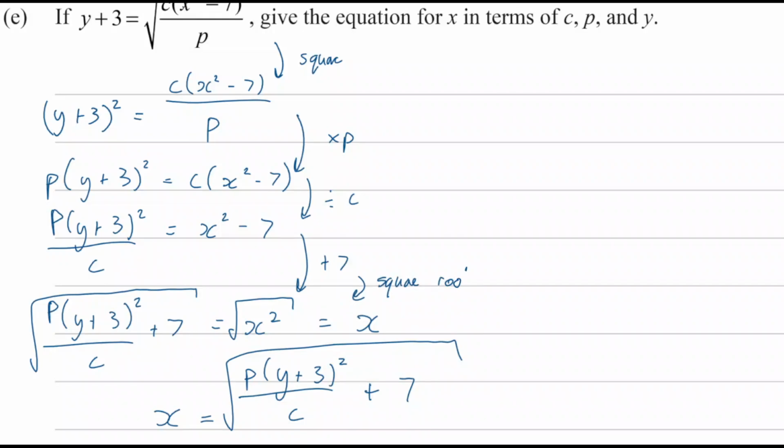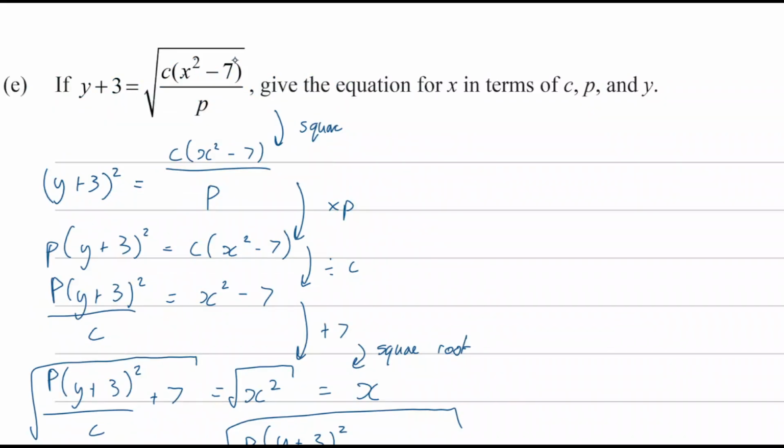Then our second to last step would be adding 7. Then before that, we would multiply by p and divide by c. That order didn't matter too much, so we could have switched those around. And then our first step was to square both sides to eliminate the square root. So that's it. You can get excellence now.